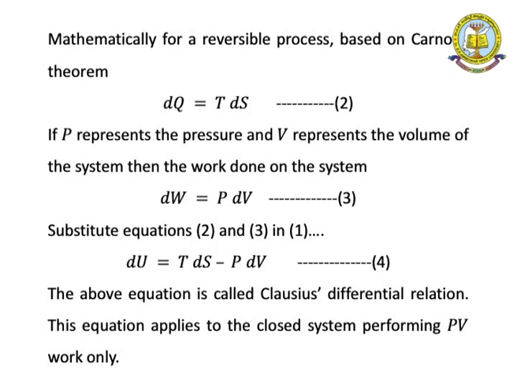Here, P represents the pressure and V represents the volume of the system. Therefore, the work done on the system is dW equals PdV. What is dV? dV is Vf minus Vi. Substitute equations 2 and 3 in equation 1. What is equation 1? dU equals dQ minus dW. Substituting dQ equals TdS and dW equals PdV, you will get the fourth equation, dU equals TdS minus PdV. This equation is called the Clausius differential relation. It applies to a closed system performing PV work only.